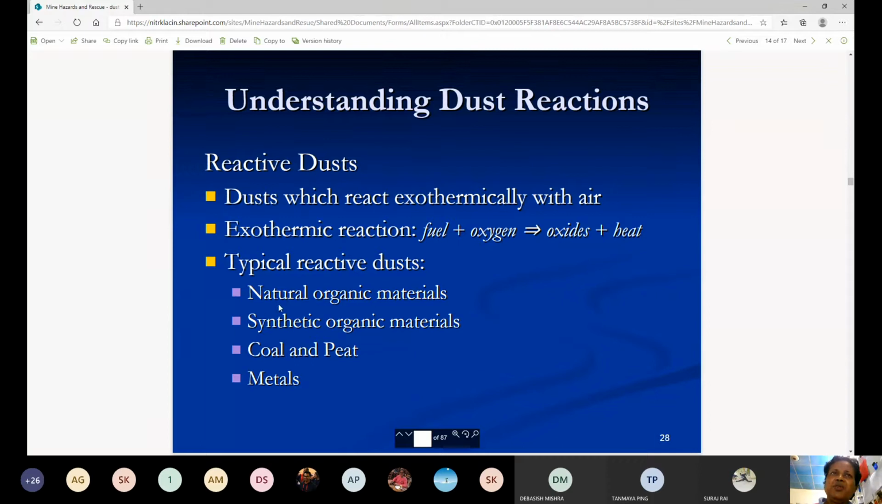Besides these, there are synthetic organic materials that are also reactive, and some metals that are also reactive.